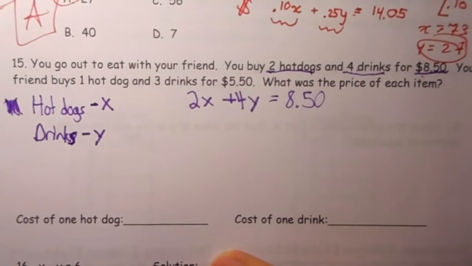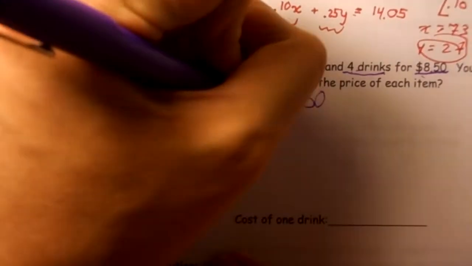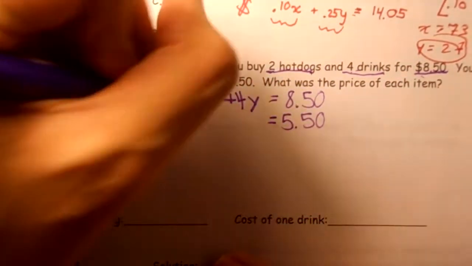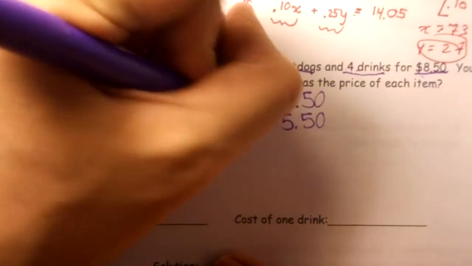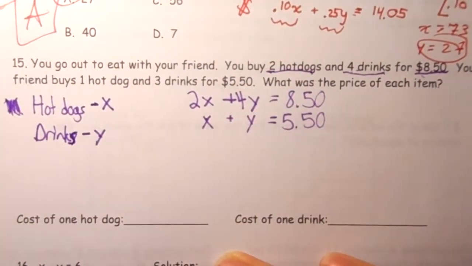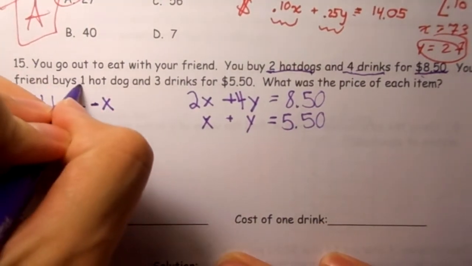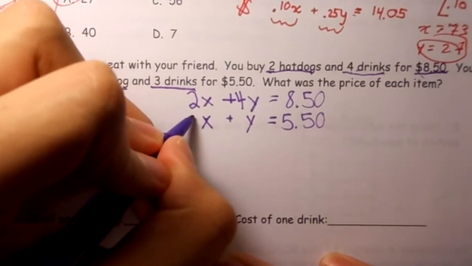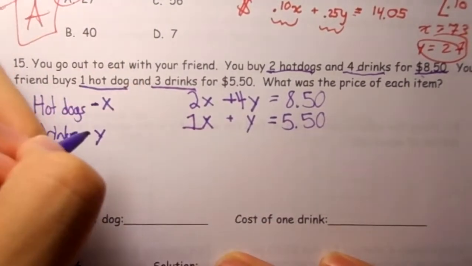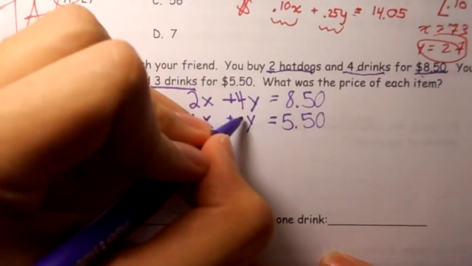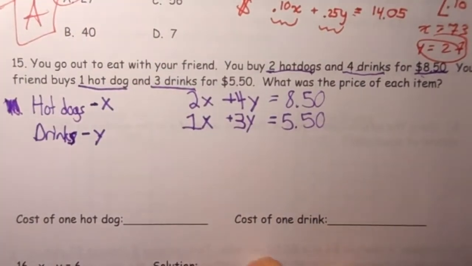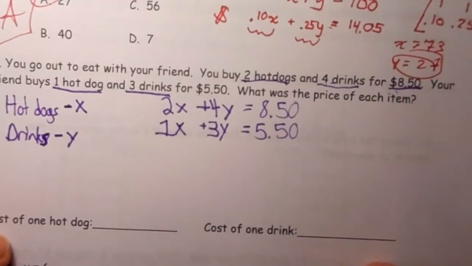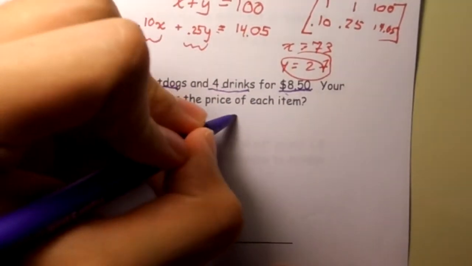Now we have to do the same thing for your friend. So it says the total cost that your friend bought was $5.50, right? So we'll stick X and Y there for his hot dogs and drink spot. And how many did he buy? He bought 1 hot dog and 3 drinks. So hot dogs, X, he bought 1, and Y, he bought 3 drinks. So 3. So here's our system. Hey, this thing's in standard form. How about we cheat? So let's set up our matrix, right? Our 2 by 3.